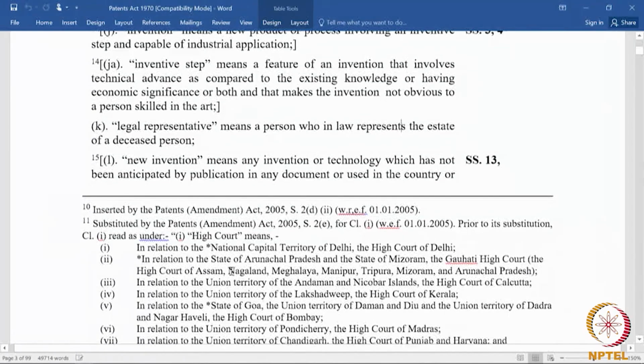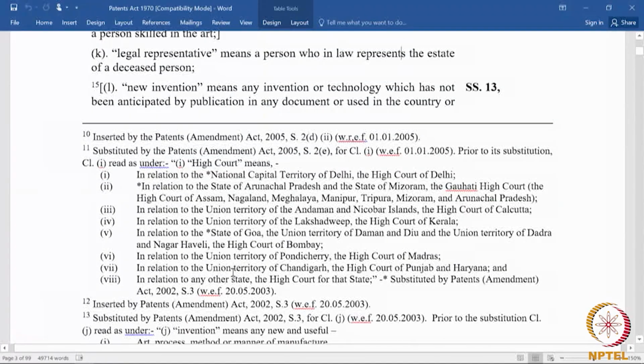Novelty or newness of an invention. The Act does not define novelty per se, there is no definition of novelty, but the Act does give you instances on how you can understand a new invention. We had already mentioned the definition of new invention under the Act, under section 2(1)(l), new invention means any invention or technology.